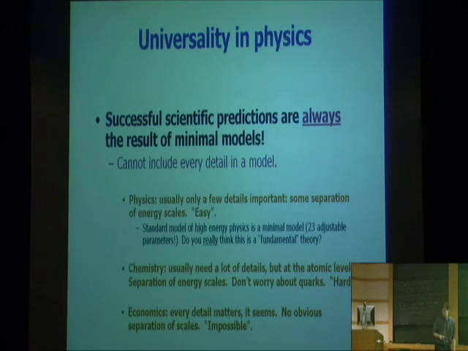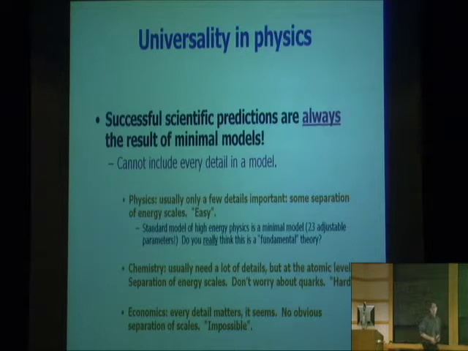So now I want to talk about patterns, and one of the points I want to make is that successful scientific predictions are always the results of minimal models. Up to now you might have said, well, I've shown you some examples of minimal models, and I've also pointed out how limited they can be. But now I want to point out that actually all scientific predictions are minimal models. And the reason for that is you simply can't include every detail in any model.